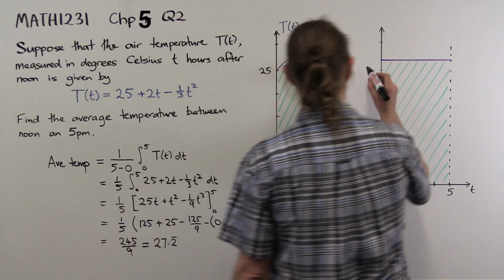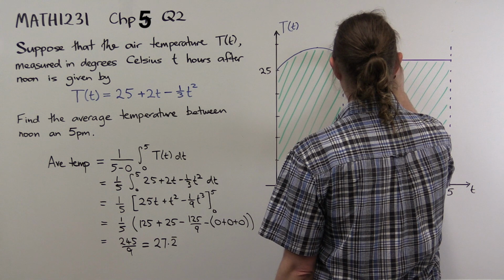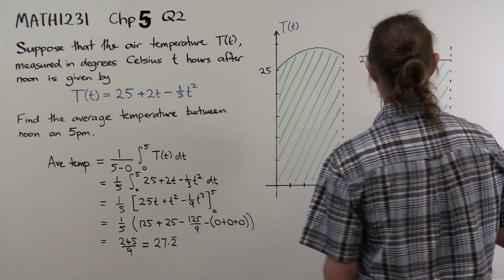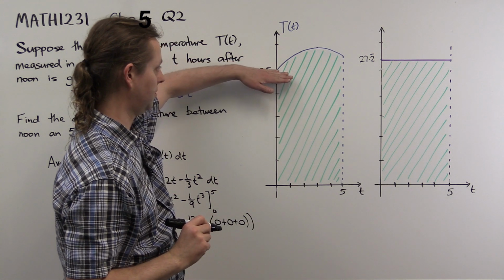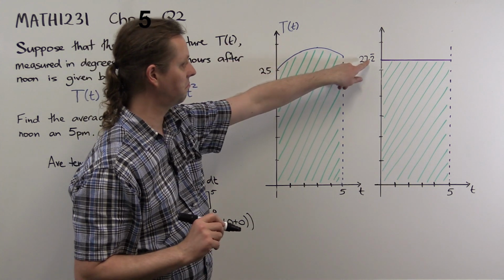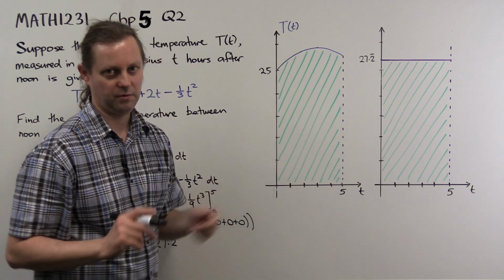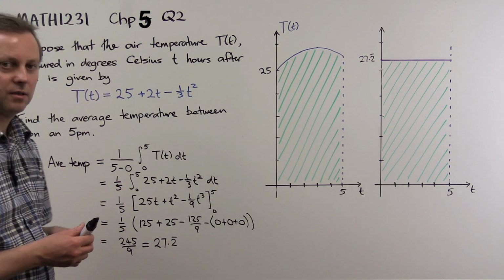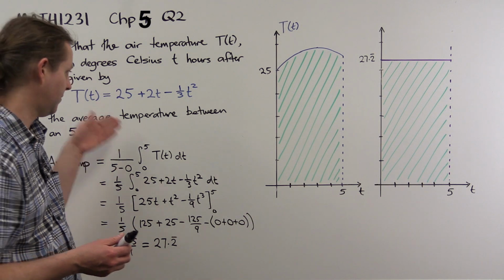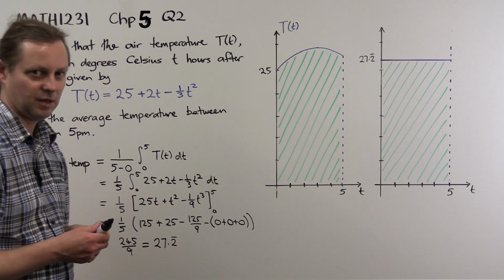So the height over here is 27 2/9, or 27.2 recurring, and you can see that seems about right. It's between 25 and 30. And we've calculated the average air temperature between noon and 5 p.m., given this expression for the temperature over that time.